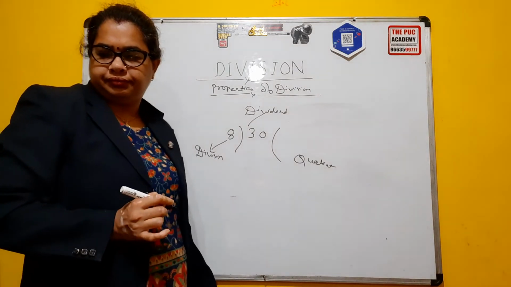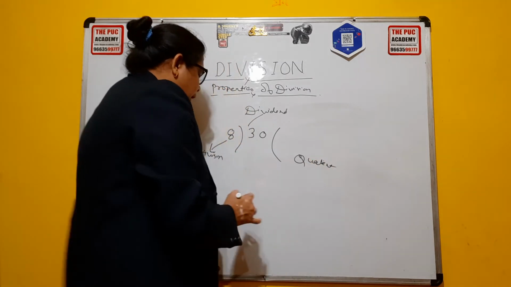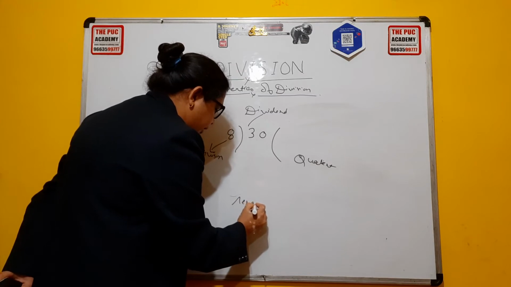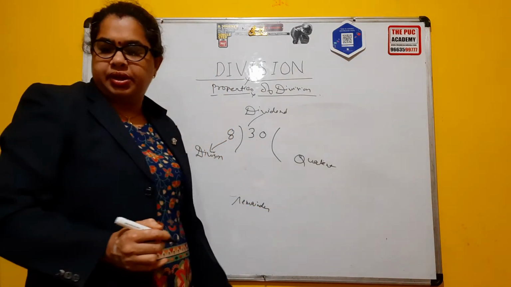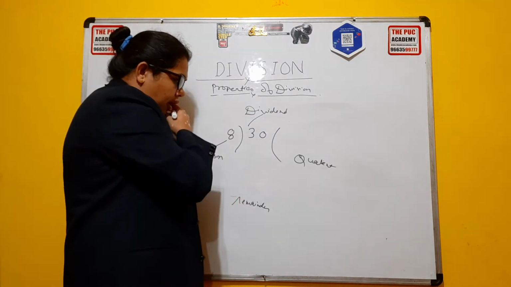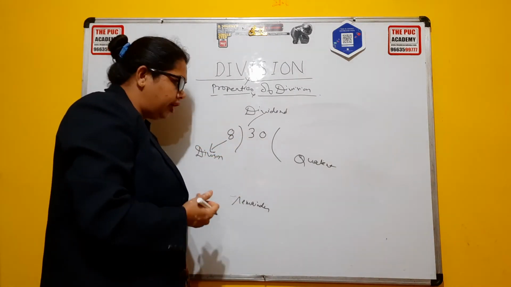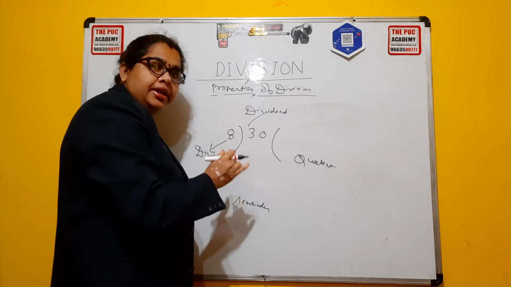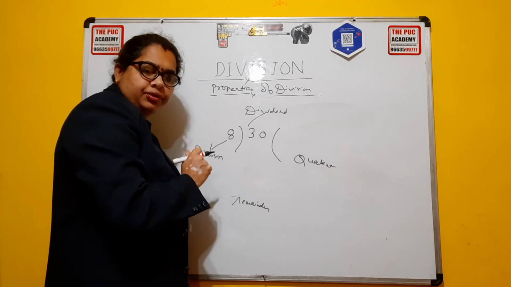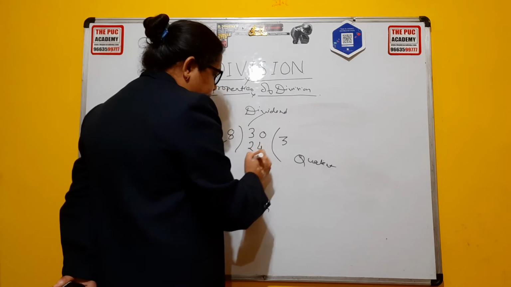Okay, children. So this is your quotient. And at the last we get the remainder. Okay, children. So now how will we divide? Just take the table of 8. Use the multiplication table of 8. So 8 ones are 8, 8 twos are 16, 8 threes are 24. Okay. So the quotient is 3 and you have to write 24 here.